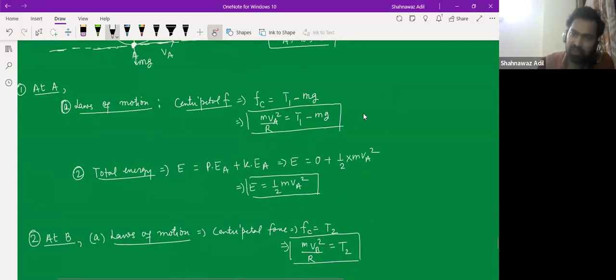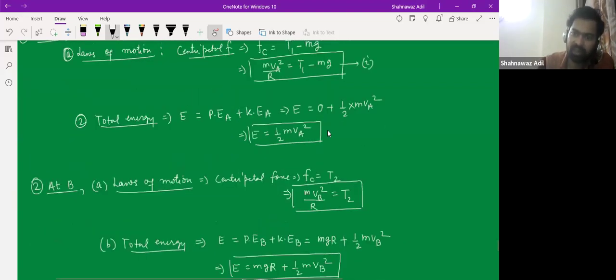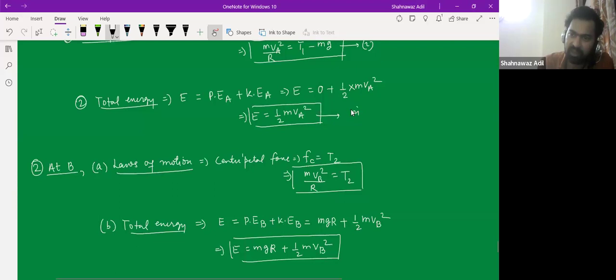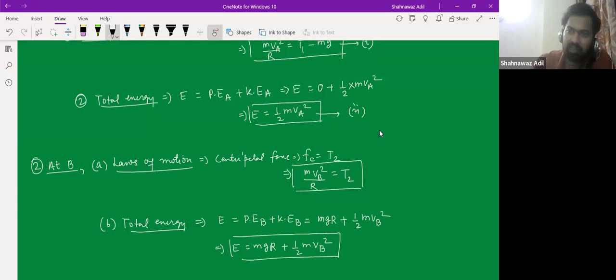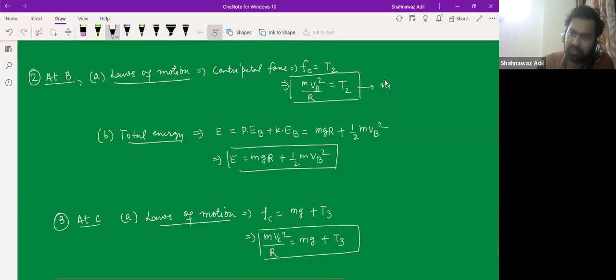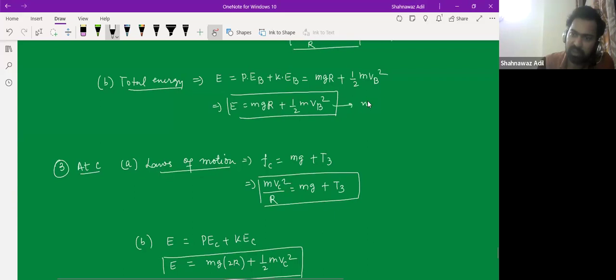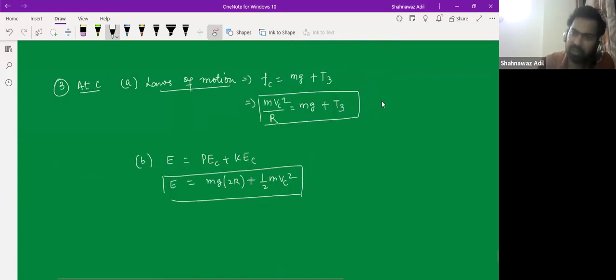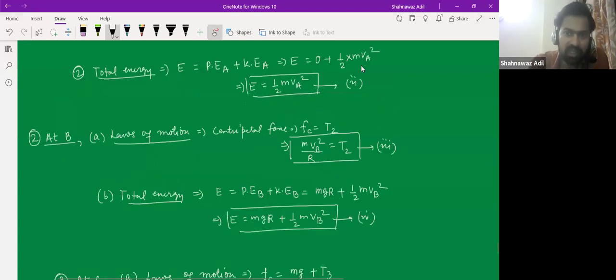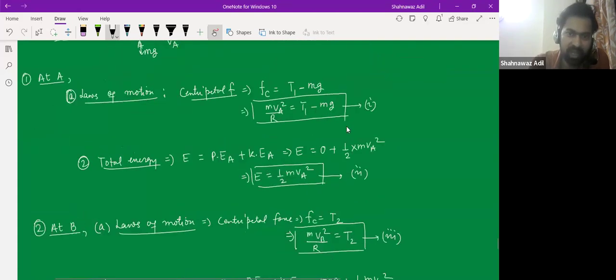So this is the first equation, and then I have this is my second equation. And then I have this third equation. And then I have this fourth equation, and then I have this fifth equation. And then I have this sixth equation. So I have these six equations. And solving these equations, I can get the different results, right?